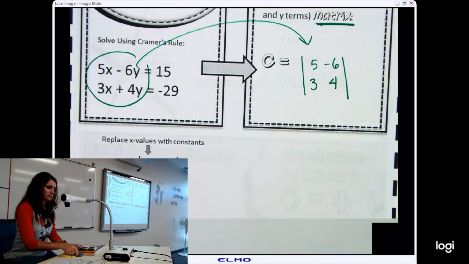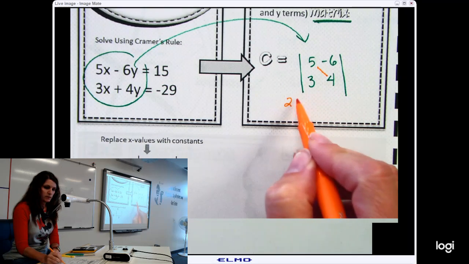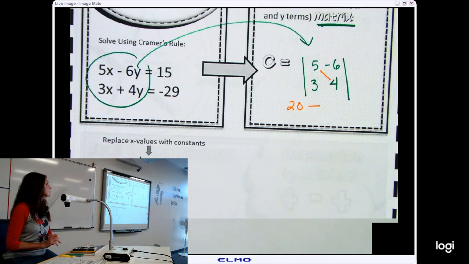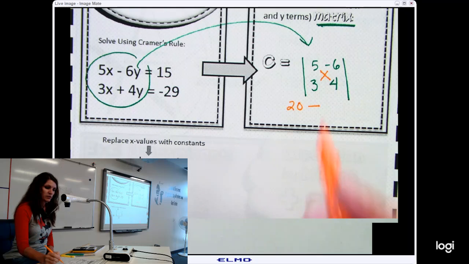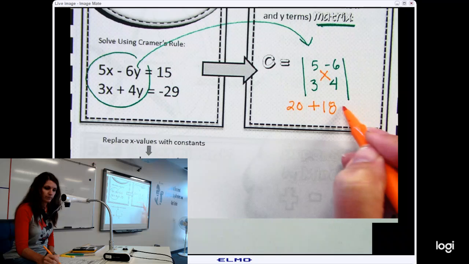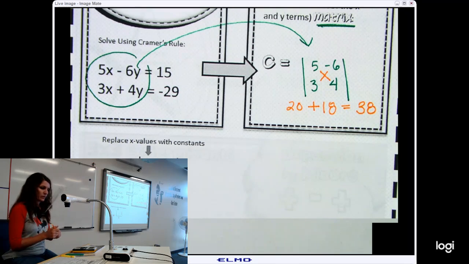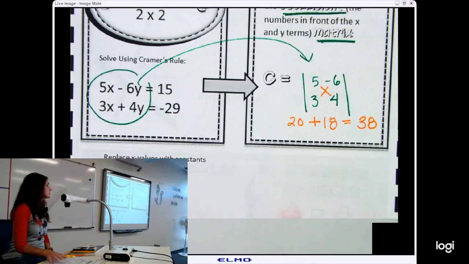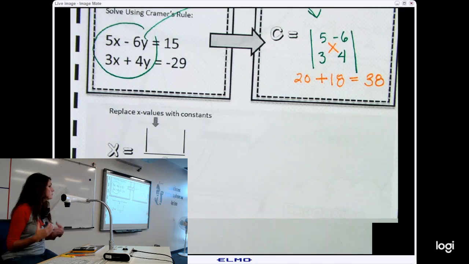How do we do that? 20 minus a negative 18. You all right if I just change that minus a negative to a positive? And what does that equal? 38. Now, there is a nifty, fancy formula that you can find and look up for Cramer's rule. However, remembering the pattern and how it works is so much friendlier than following their formula.